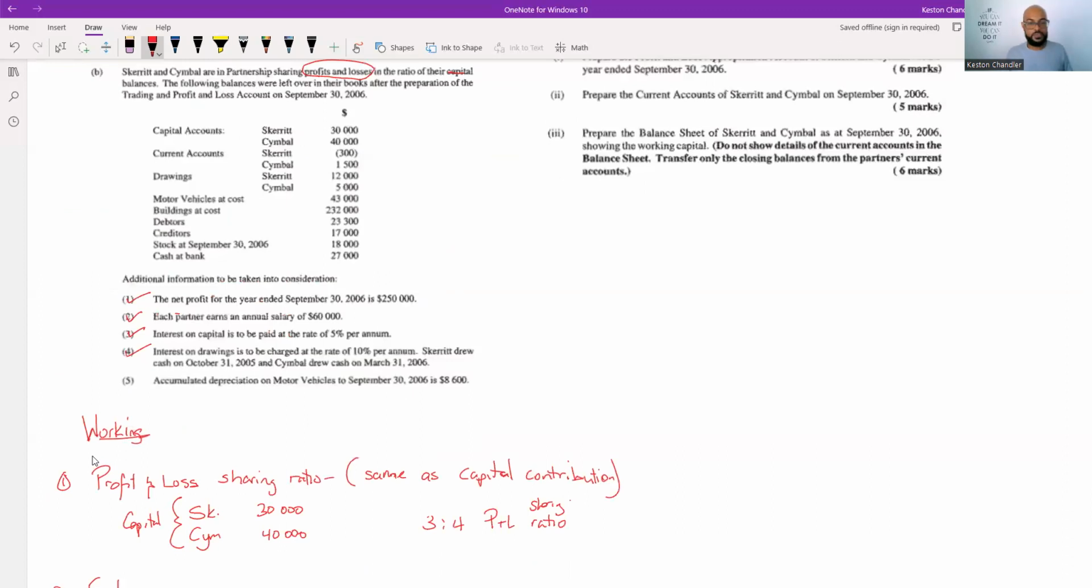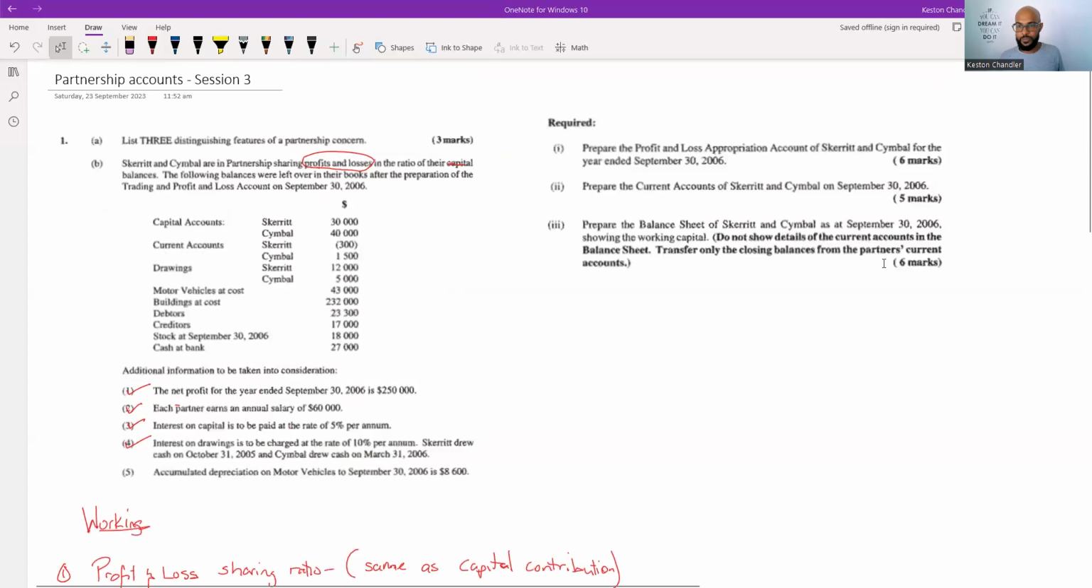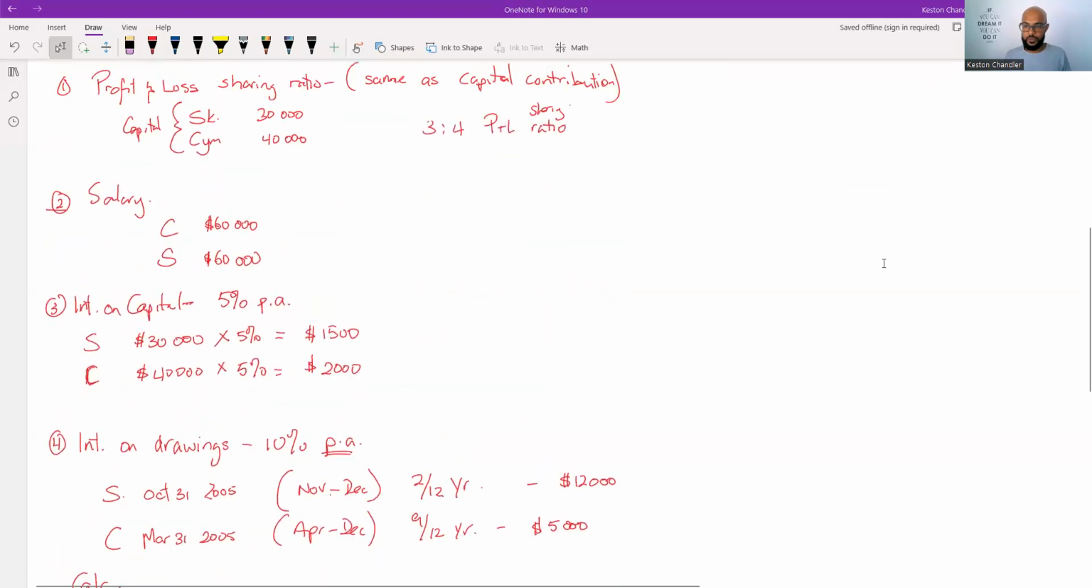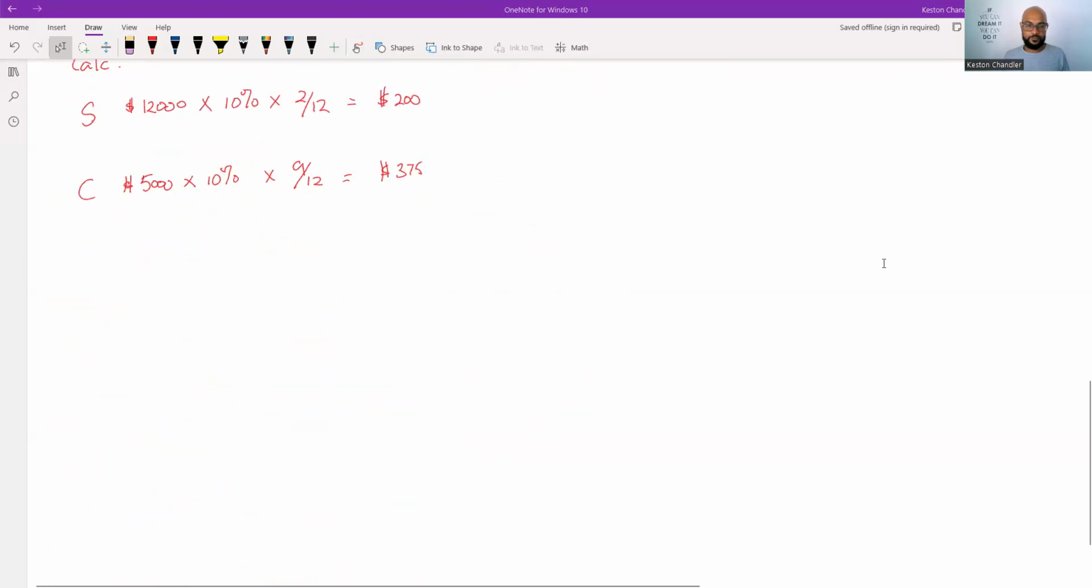So accumulated depreciation, I'm not going to put in our appropriation account. That would have been part of the net profit calculation from before. So we are going to do part 1, which is the profit and loss appropriation account. Right, let's go look at that now. So this is the actual working.